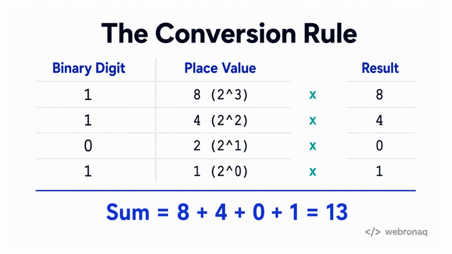The table on screen shows this layout clearly. Binary digit, place value, and result for each position. Read the digits right to left, assign the powers of 2 we just covered, multiply, then sum. A clean, repeatable process, every time. Next, we will walk through a real binary number from start to finish.